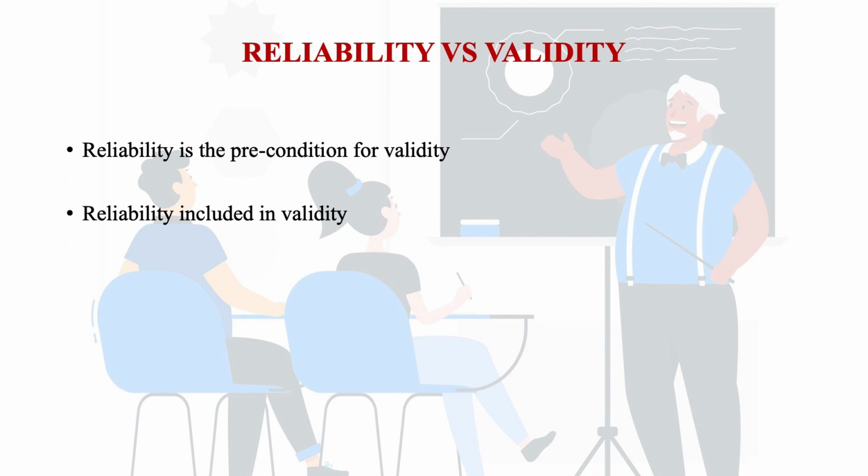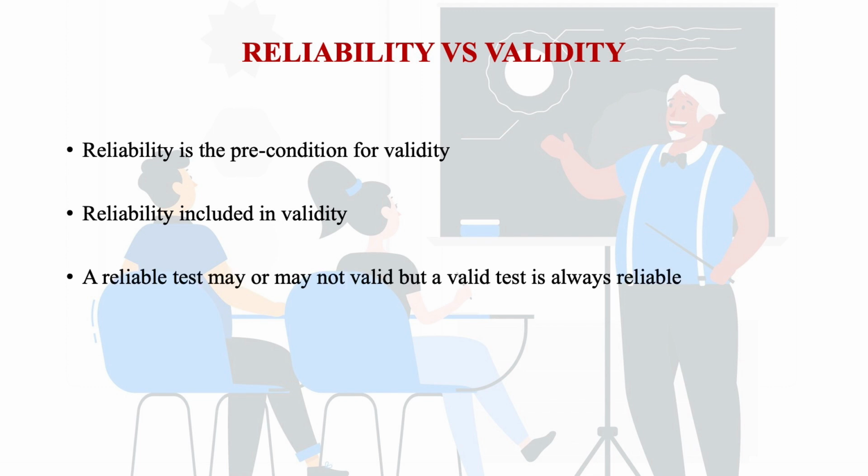And further we can say reliability is included in validity. We can also say that a reliable test may or may not be valid, but a valid test is always reliable. If a test is valid, then definitely that test is reliable. But a reliable test may or may not be valid. Many a time a reliable test may be a valid test, that means the test fulfills both criteria, and many a time a test fulfills one criterion, that is reliability, but does not fulfill the further criterion, that is validity. So this is the relationship between reliability and validity.